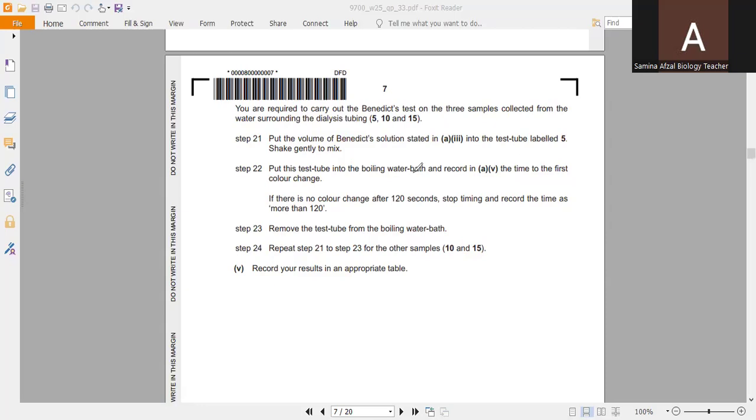So remove the test tube from the boiling water bath. Repeat step 21 to step 23 for the other samples, for 10 and 15 minutes. So record your results in appropriate tables. Now you have to form one table.